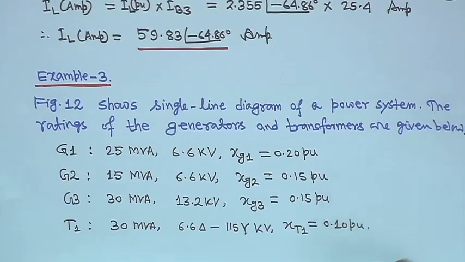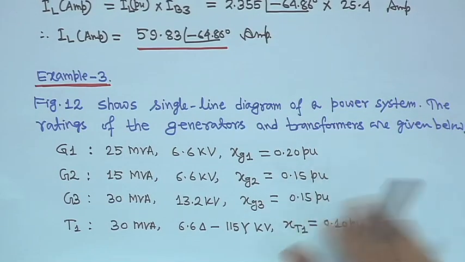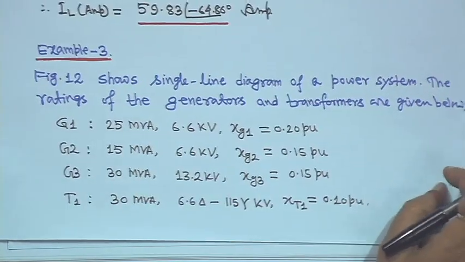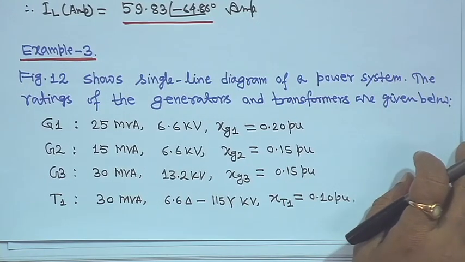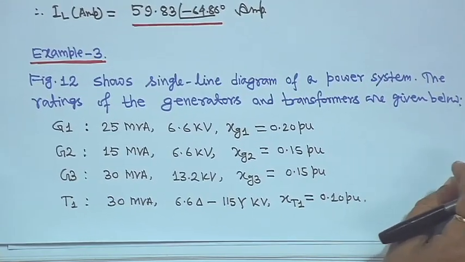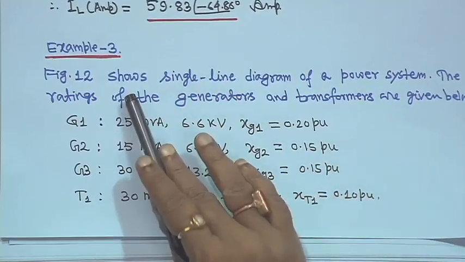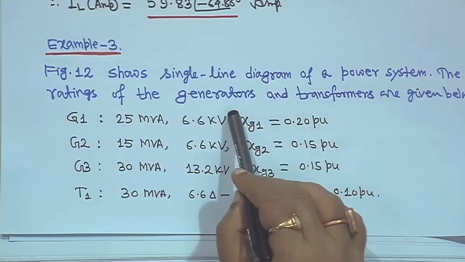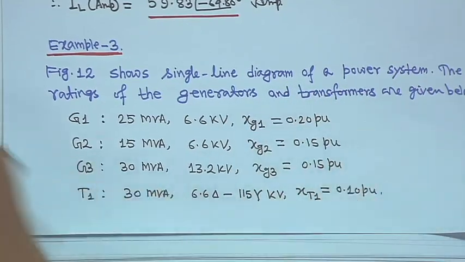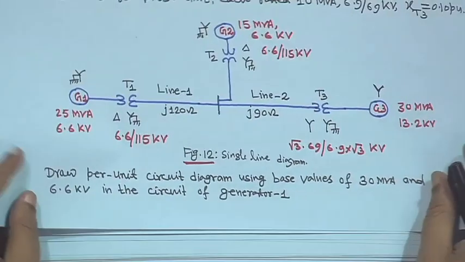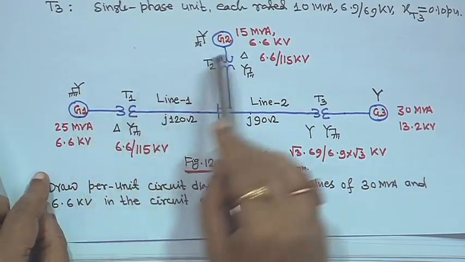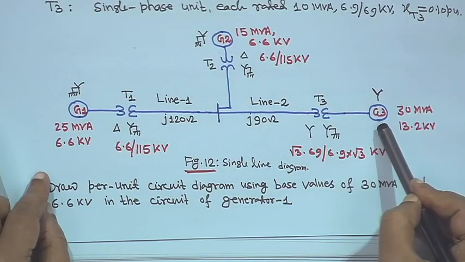Now, we will go to a little bit tougher problem, slowly and slowly, such that all types of things will be clear, and then you will know the advantage of this per unit conversion. So, figure 12 I will show you. It is a big diagram, showing the single line diagram of a power system, with the ratings of the generators and transformers given below. There are 3 generators: generator 1, generator 2 and generator 3.